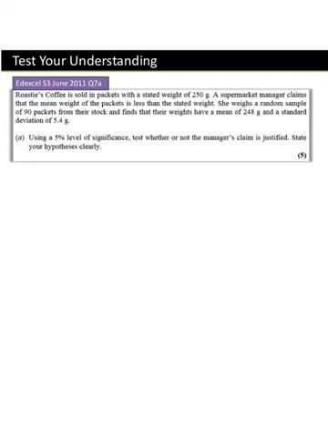So here we're told that Roasters coffee is sold in packets with a stated weight of 250 grams. A supermarket manager claims that the mean weight of the packets is less than the stated weight. She weighs a random sample of 90 packets from their stock and finds that the weights have a mean of 248 grams and a standard deviation of 5.4. Using the 5% level of significance, test whether or not the manager's claim is justified. State your hypotheses clearly. So we've obviously got a one-tailed test here.